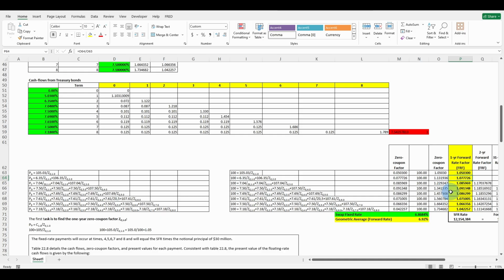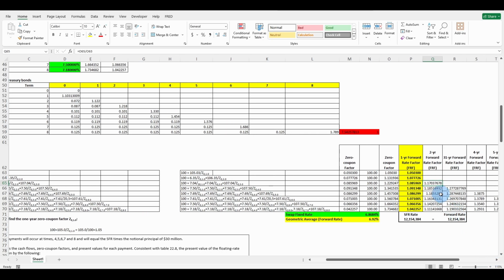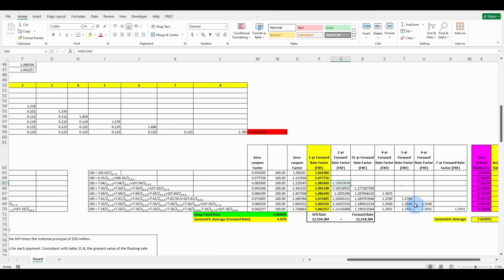This is just a map. It's a duplicate. And then we're going to look at the two-year forward rate, the 3-year forward rate, the 4-year, the 5-year, the 6-year, and the 7. How do we go about finding the swap rate? We're going to look at this calculation here.